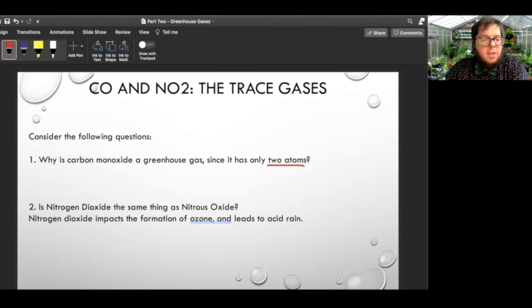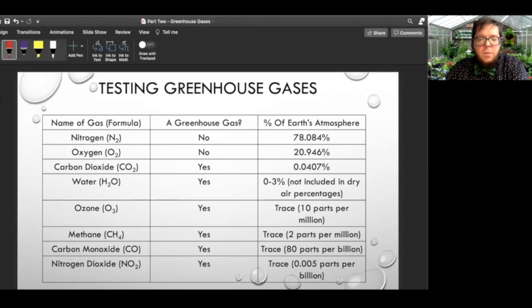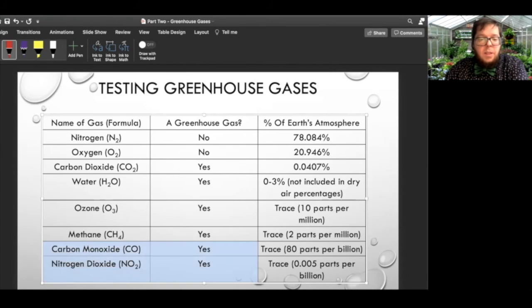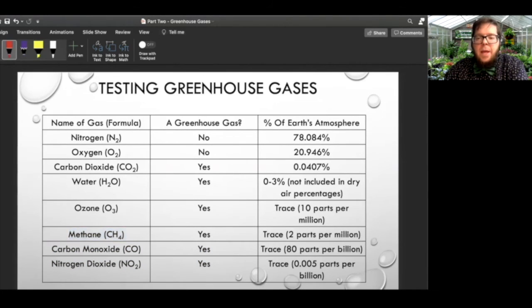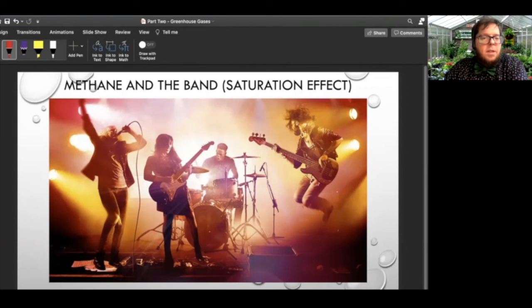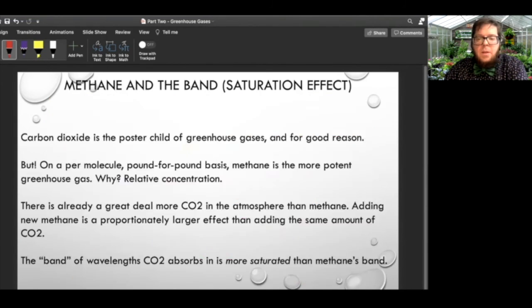All right, next we're going to talk about, let's see, next up on our list, let's go back to the concentration list. We took care of these 2 guys, the really little ones. Next up is methane. And so I want to talk about methane and the band saturation effect. Hang on, that's the wrong picture. Here we go. All right, so carbon dioxide is the poster child of greenhouse gases, and for good reason. We'll talk about carbon dioxide in a minute. But on a per molecule, pound for pound basis, methane is the more potent greenhouse gas.